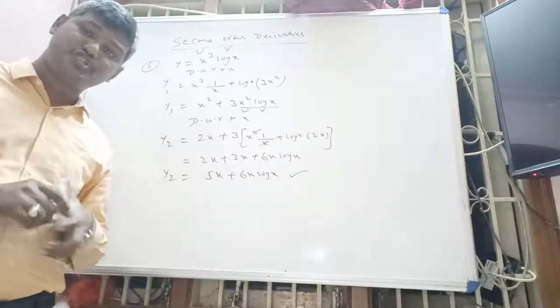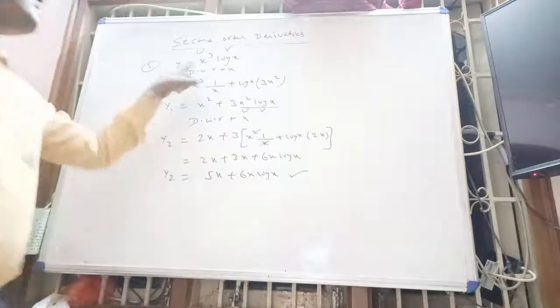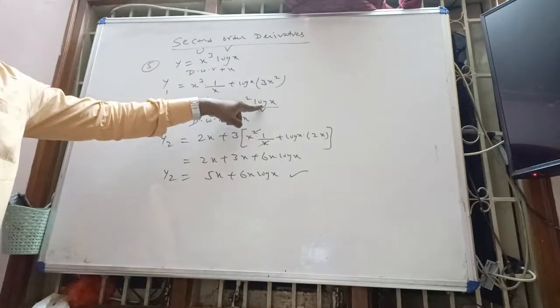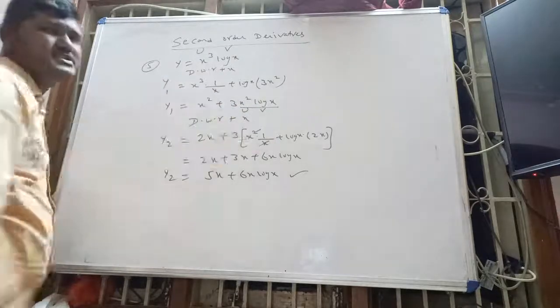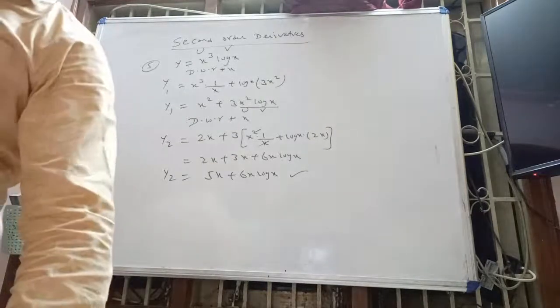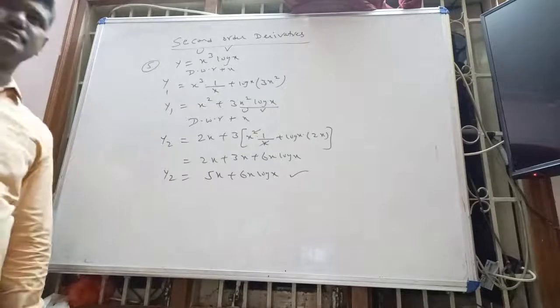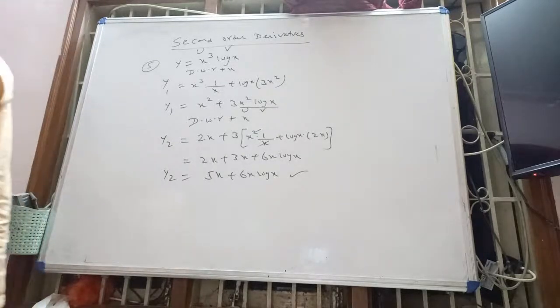You need to differentiate two times. The first time it is the UV formula, the second time also this is the u, this is the v formula. Wherever uv came, I just underlined and wrote uv here. Then you can understand the steps clearly. I hope everybody understood this question. Copy it, everybody.